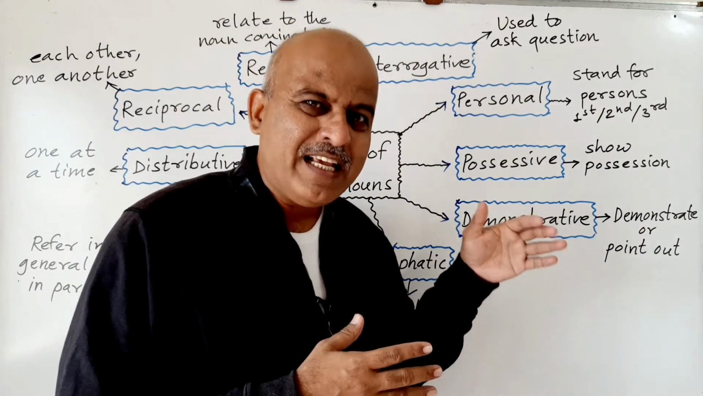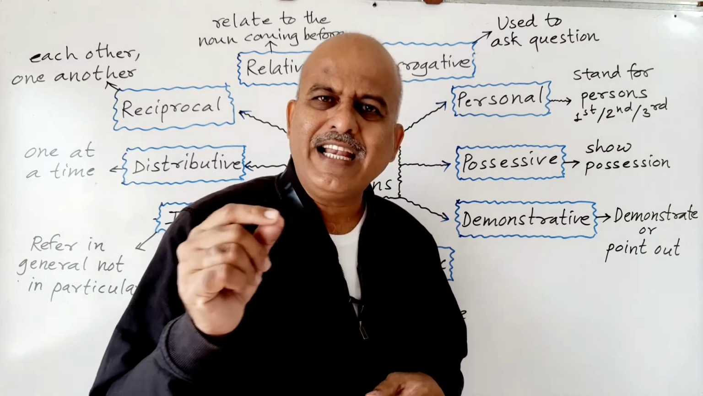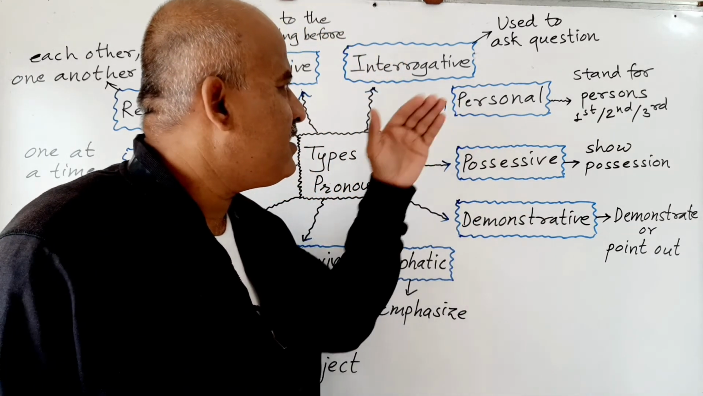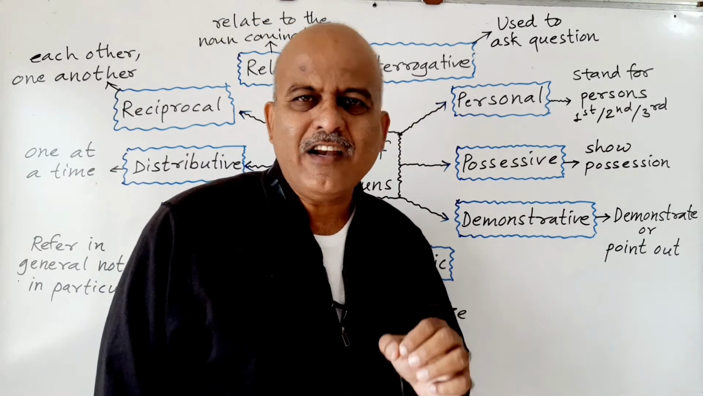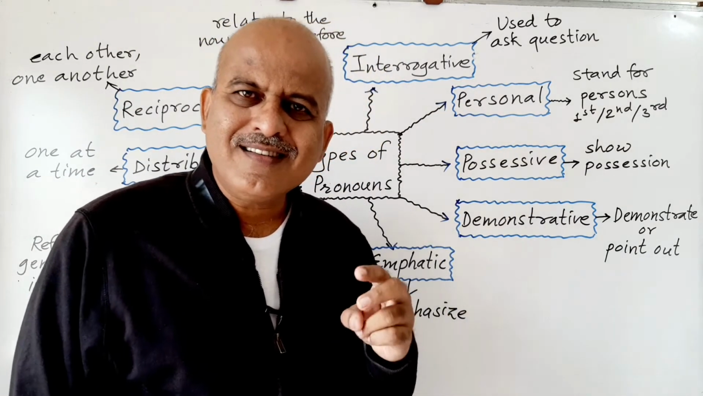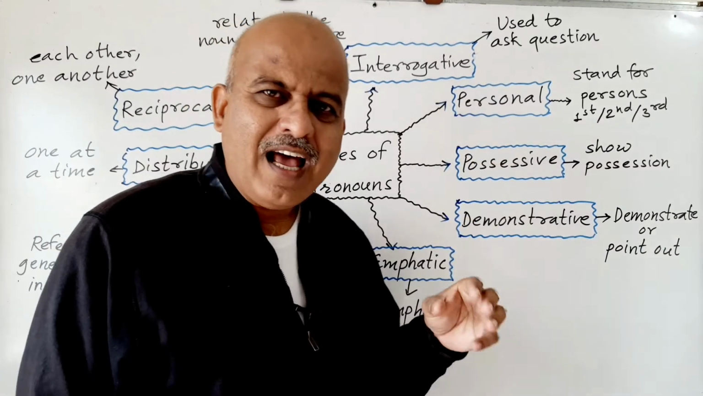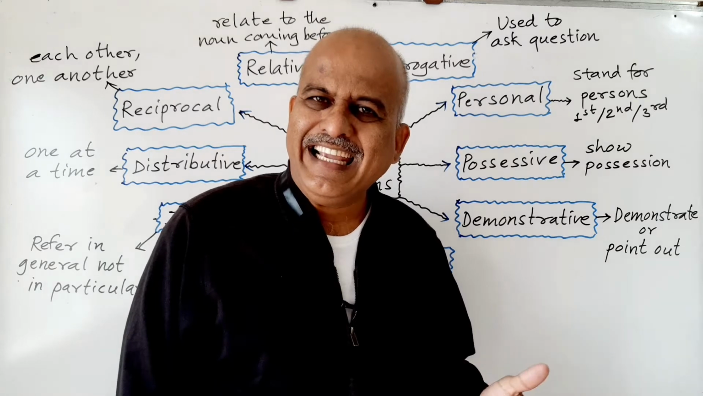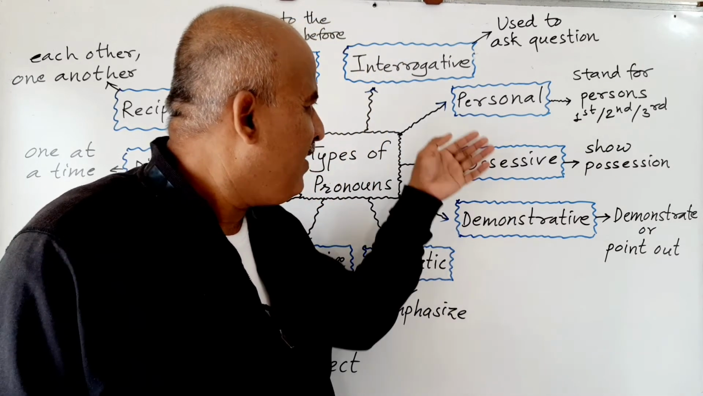Let's see the names of the groups first. Later we will discuss in detail about each and every type. Personal pronouns. Personal pronouns are named so because they stand for person. First person, second person, third person, singular and plural. These pronouns are I, we, you, he, she, it, they and their other forms. You know it very well.